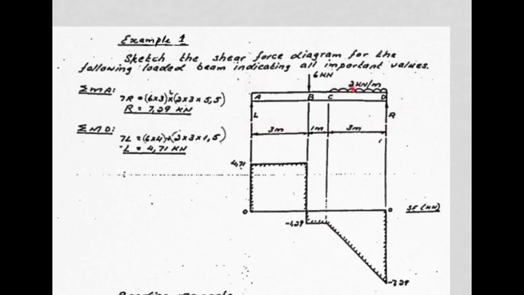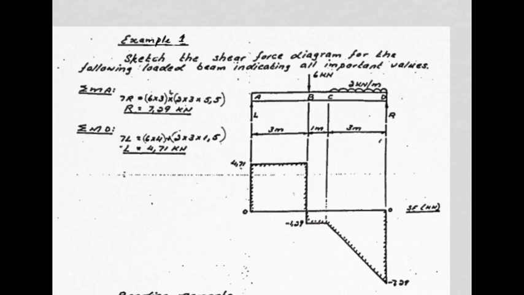It has a small UDL over here between points C and D, and it has a point load of 6 kilonewtons at B. First step is to work out the support reactions as before, the values of L and R in other words. So summing moments about A, we find 7 times R, 7 meters times R, being an anti-clockwise moment, is equal to 6 times 3 plus 2 times 3 times 5.5.